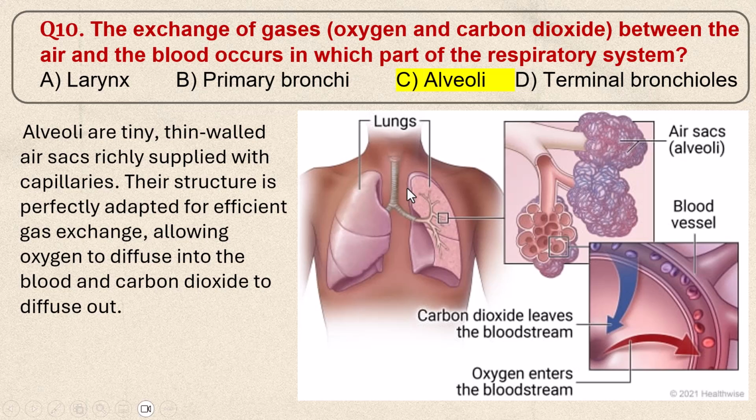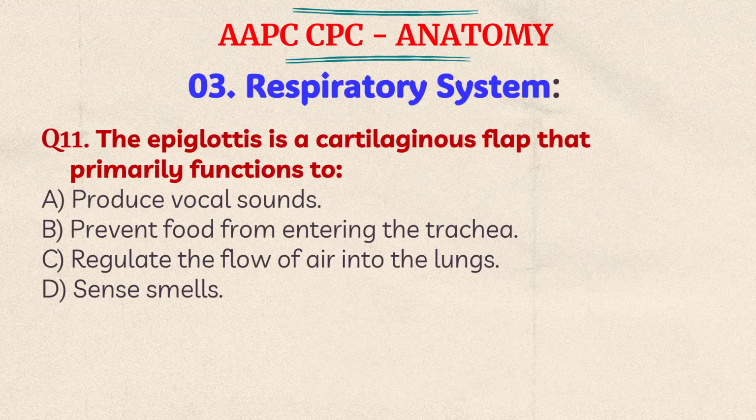Alveoli. So when you take the lungs, if you take the smaller part of the lung, you can see these are the air sacs or the alveoli where the blood vessels are. Carbon dioxide leaves the bloodstream and oxygen enters the bloodstream, which occurs in the alveoli. So alveoli are tiny, thin-walled air sacs richly supplied with capillaries. Their structure is perfectly adapted for efficient gas exchange, allowing oxygen to diffuse into the blood and carbon dioxide to diffuse out.